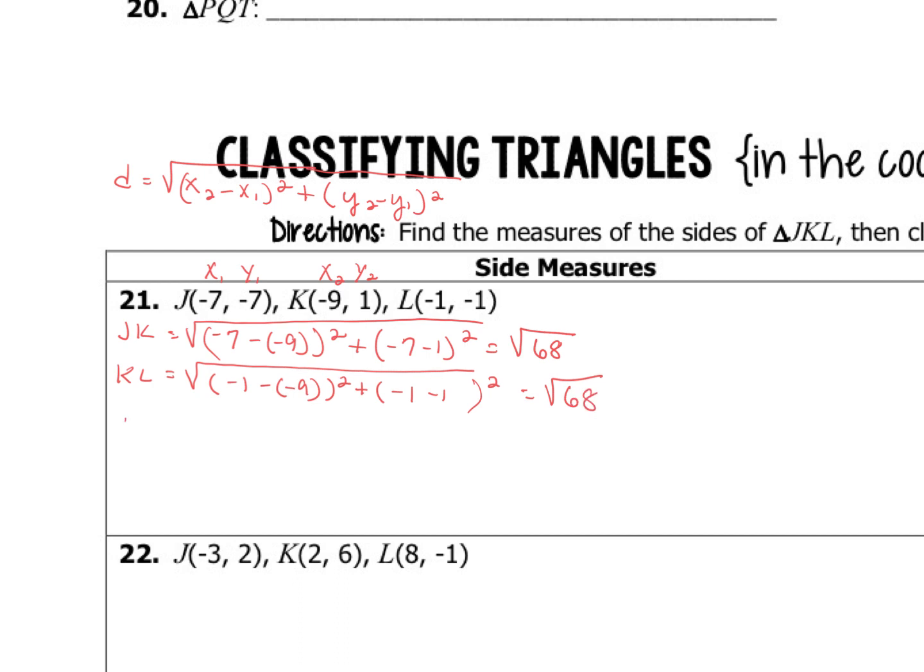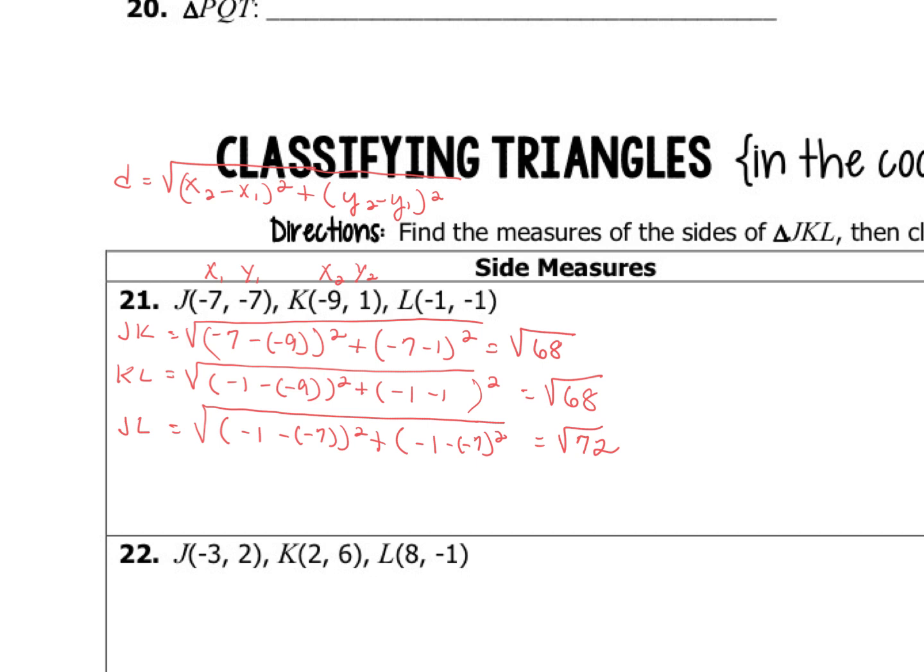And then you're going to have JL, which is the square root of x2, which is -1 minus -7 quantity squared plus -1 minus -7 quantity squared. And that should equal the square root of 72.